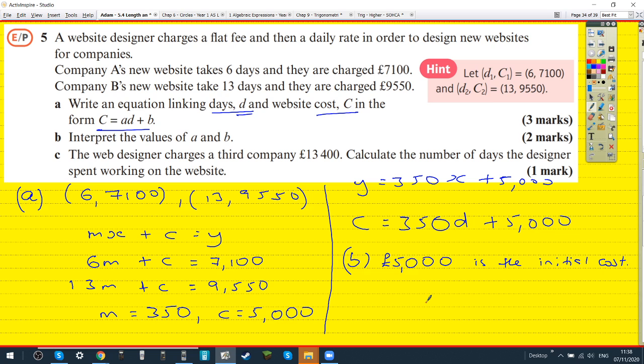So, is it like for every 1 day? Yep. Plus 350? Yep. There is a £350 increase in, and in general Y, or in this case Y is cost. Yeah.